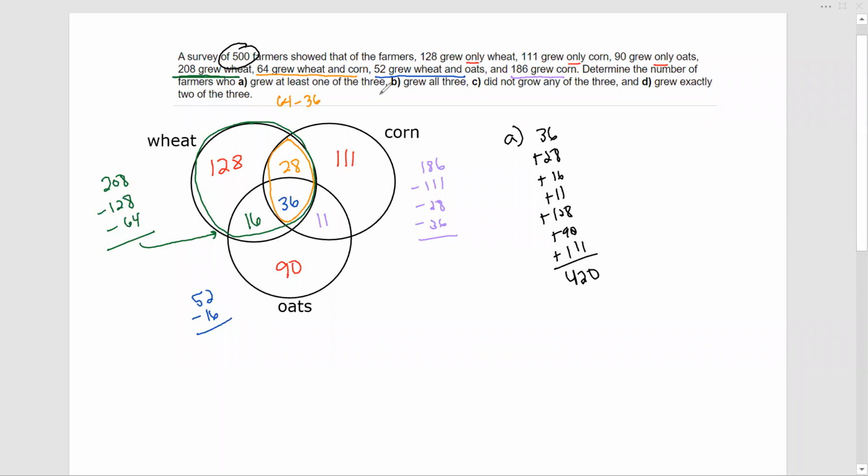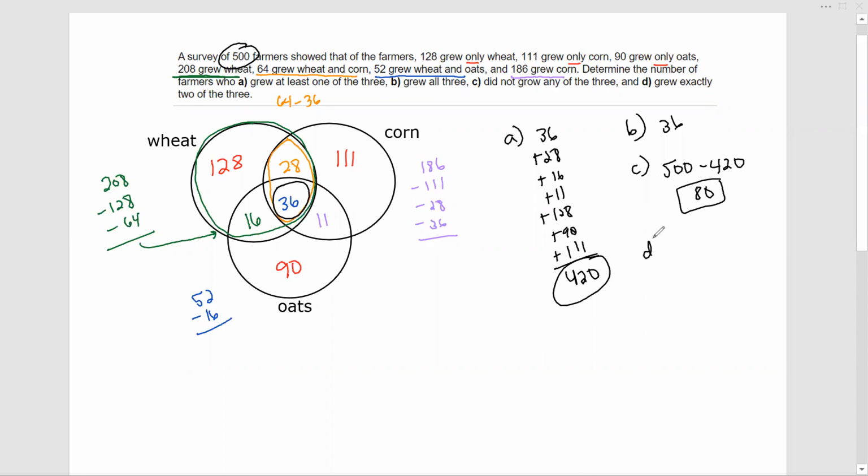How many grew at least one of the three crops? That's 420 farmers that grew at least one type of crop. For letter B, they want to know how many grew all three. Well, that's going to be our answer here in the middle. That's 36. For letter C, they're asking how many did not grow any of the three. So now this is where we're using that total number of 500 farmers. For A, we said there was 420 that grew at least one of these crops. If there's 500 farmers total, we subtract the 420 that are growing one of these three. That means we have 80 left that are not growing any of these three crops.